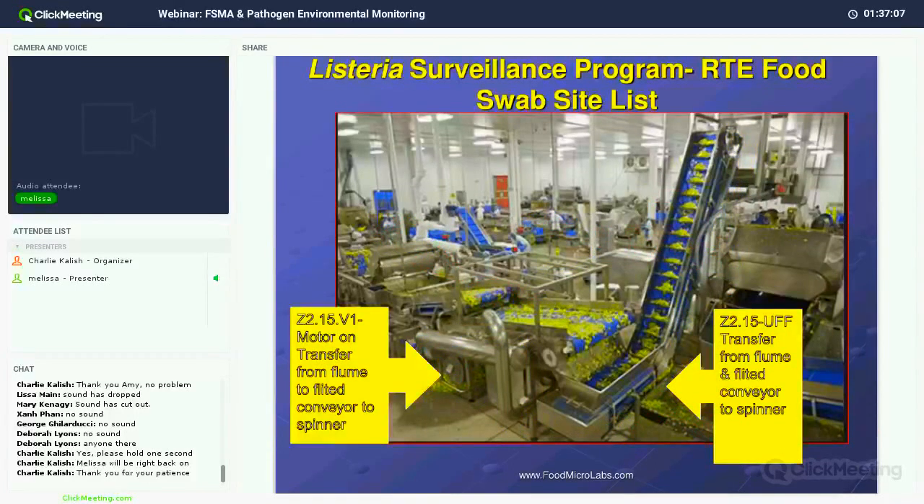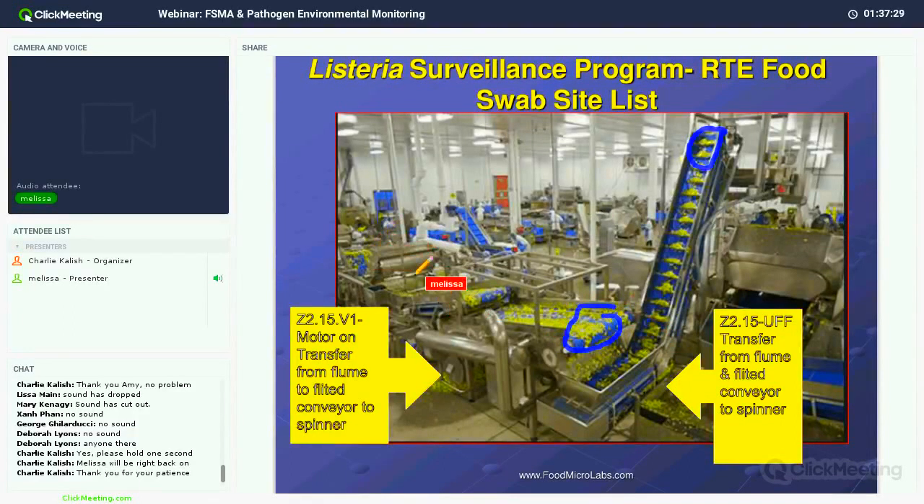Zone 1 here, we may take as close to the end of the incline conveyor as possible, because that's going to represent the surfaces before it along these two pieces of equipment. So I might take this as discharge into the slicer, or into the packaging unit. I might do a zone 1 here.